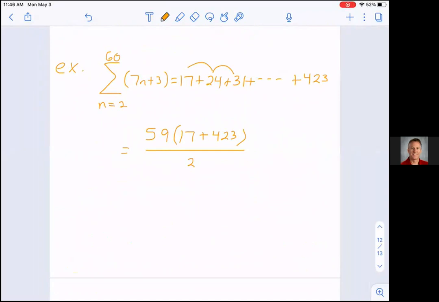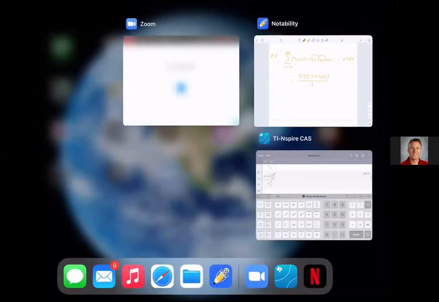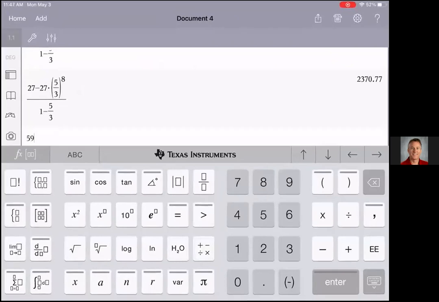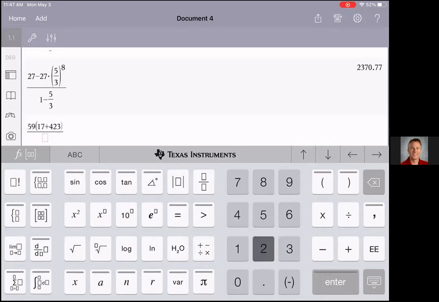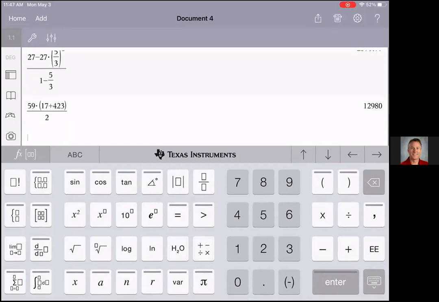So I have 59 times 17 plus 423 divided by 2. I get 12,980.